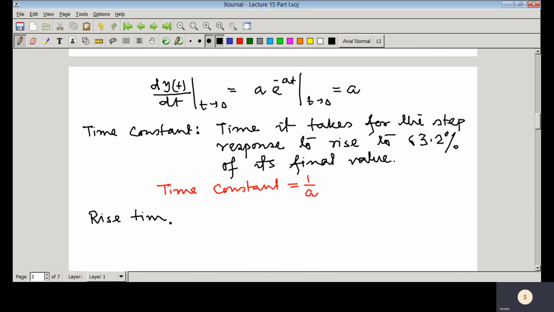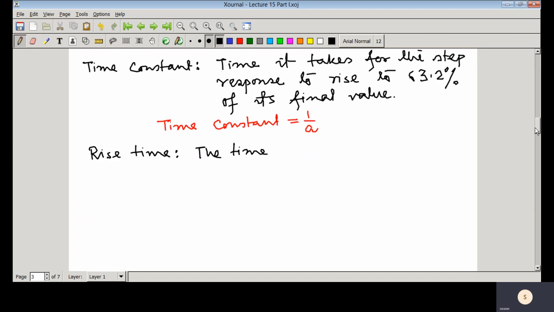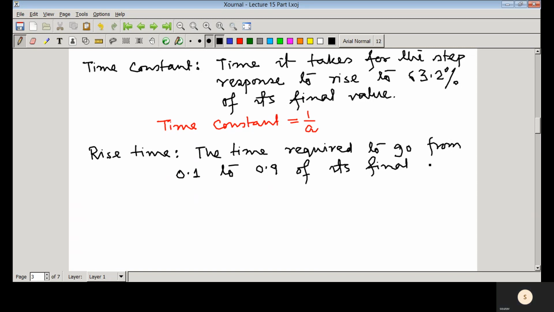Rise time, that is the time required to go from 0.1 to 0.9, or 10% to 90%, of its final value. So here you can see that the final value that we have is 1, because we have applied that unit step.